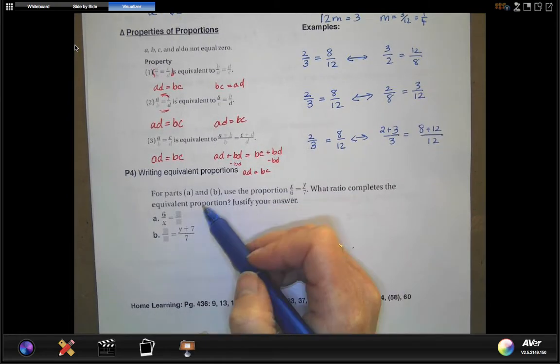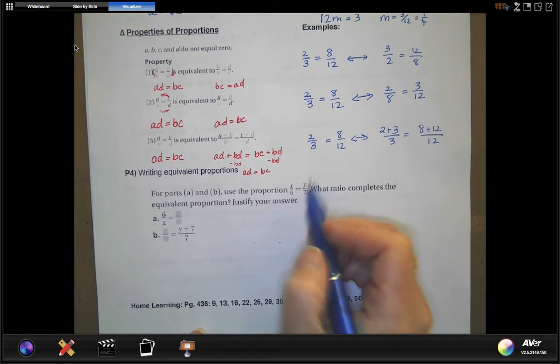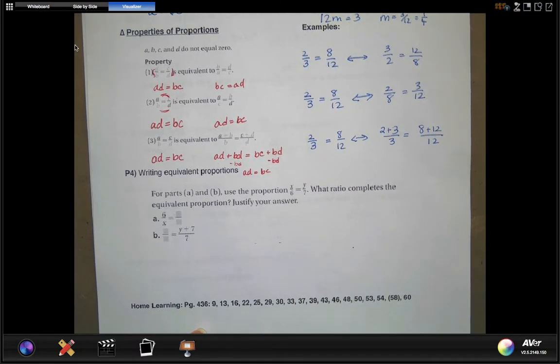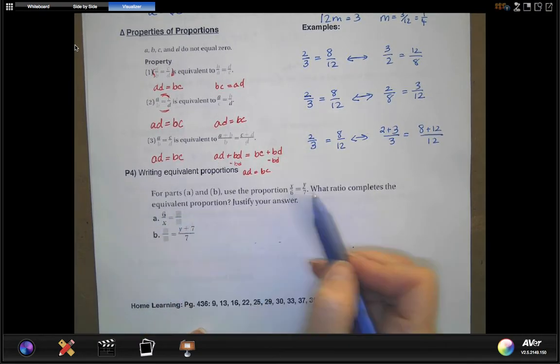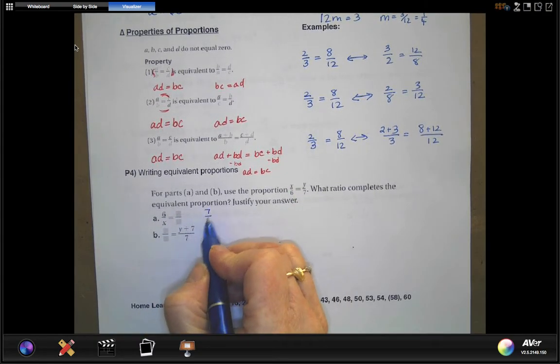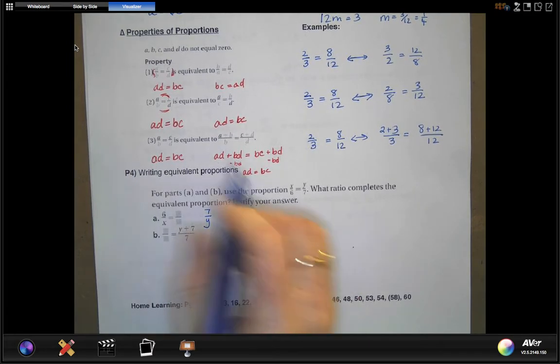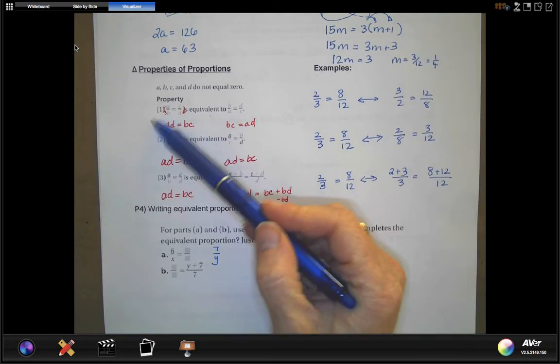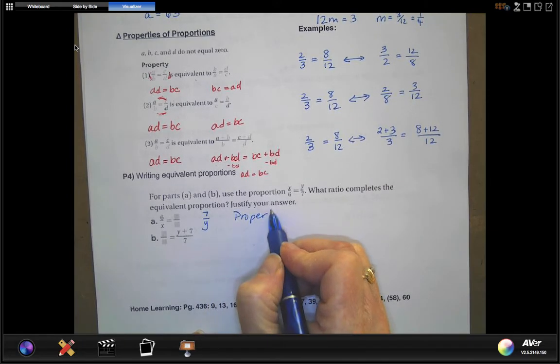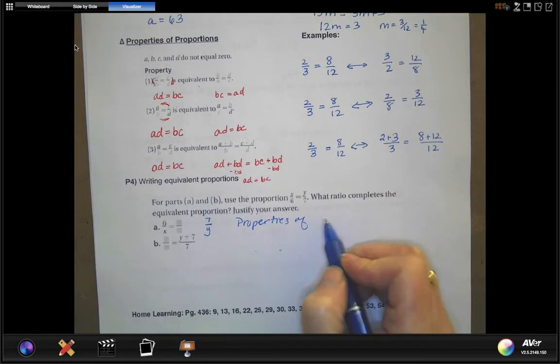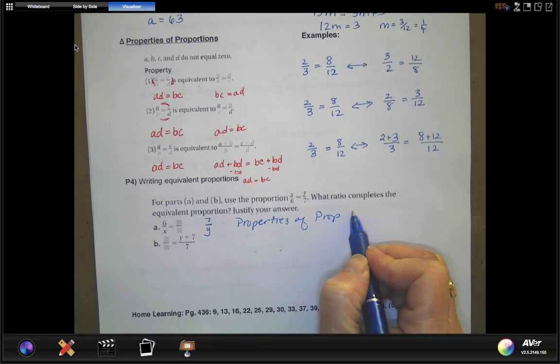So for these two pieces here, we're starting off with this proportion: x over 6 is equal to y over 7. And it says, what ratio completes the equivalent proportion? Justify your answer. So here, you notice that they flipped it. So I'm going to say this is 7 over y. And the first property is the one that flips. So I'm going to say properties of proportions, number 1.